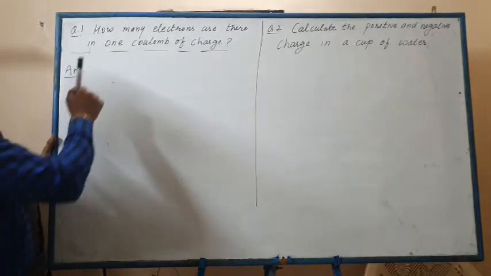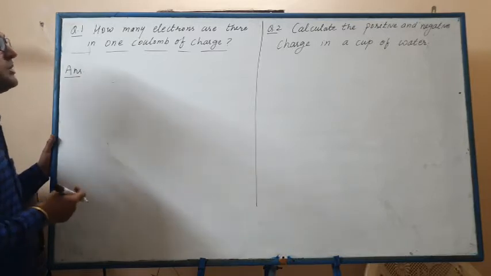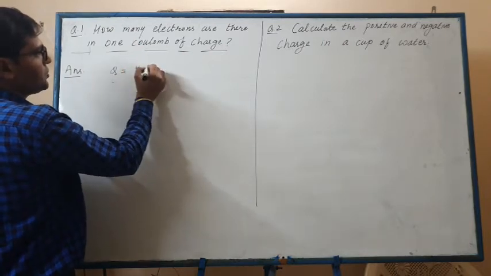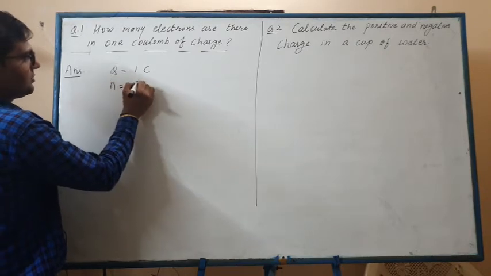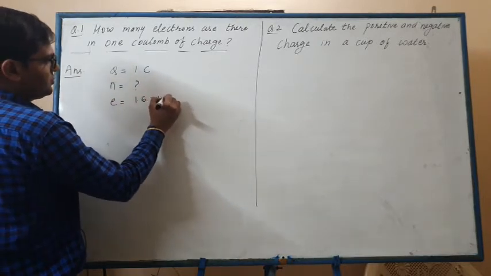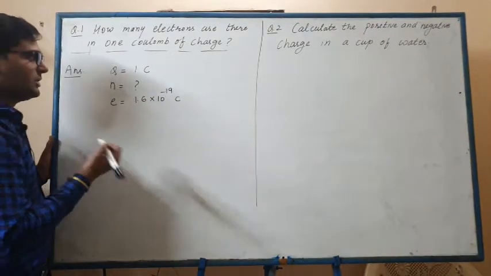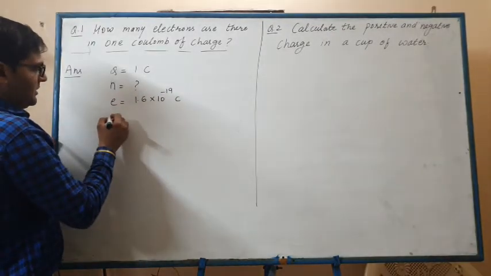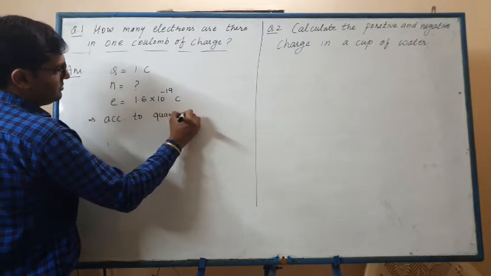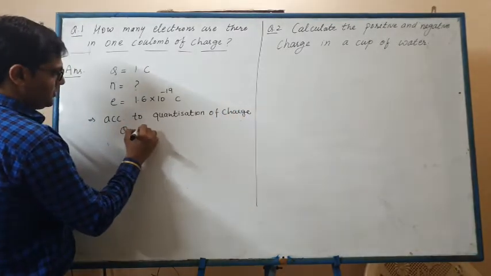Numerical: we need to calculate the number of electrons in one coulomb of charge, or number of protons it may be. So for now we are giving q equals 1 coulomb and we need to calculate the number of electrons. We know that the charge on a single electron is equal to this much. You can write the negative. Negative stands for the electron and positive stands for the proton. And according to quantization of charge, q is equal to ne.